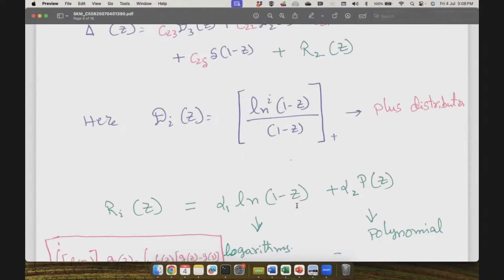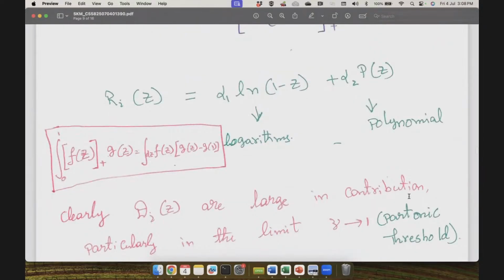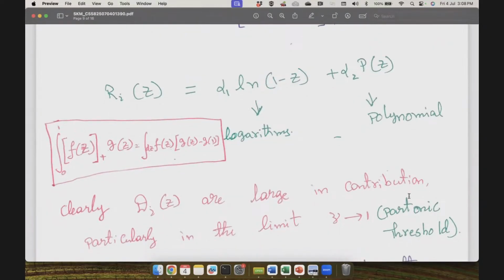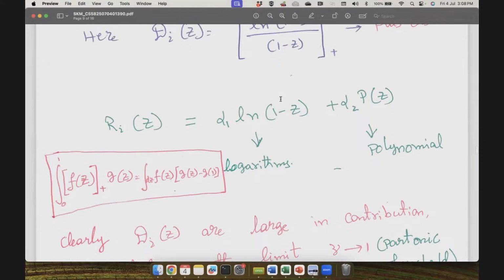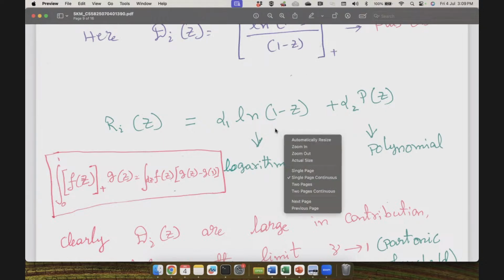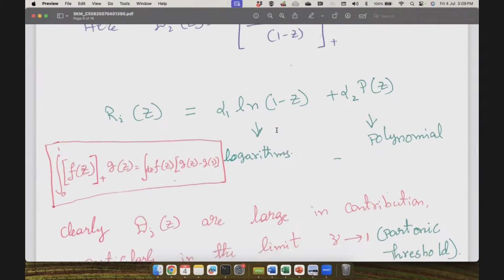Regular corrections look like log of 1 minus z, or 1 minus z into 1 minus log of 1 minus z, or you can have some simple polynomials, like z square plus z cube plus z minus 1, etc. This kind of thing. Or for that matter, when mod z is less than 1, the highest value of z is 1. When z is less than 1, you can make an expansion of the log 1 minus z also. Mathematically, you can expand in terms of z, so that also contributes some sort of polynomial. Okay, so that is the main thing here.